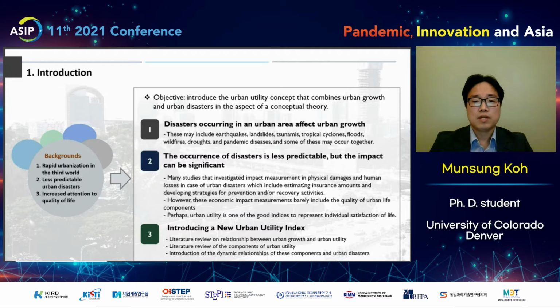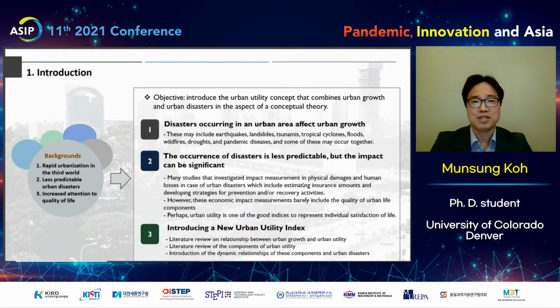Disasters occurring in an urban area affect urban growth. The occurrence of disaster is less predictable, but the impact can be very significant. It displaces many people and it brings a negative economic impact. So finally, I want to introduce you to the new Urban Utility Index.